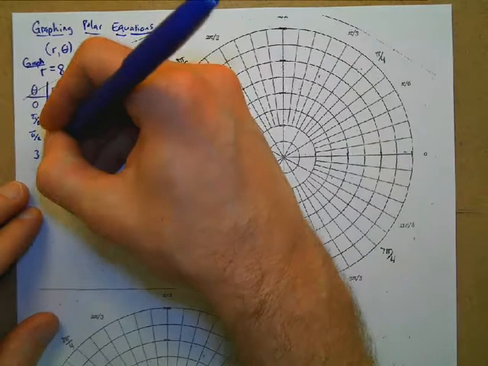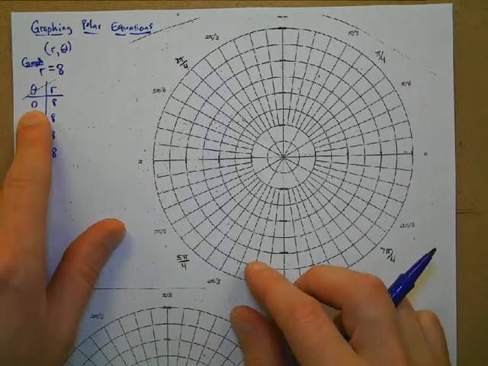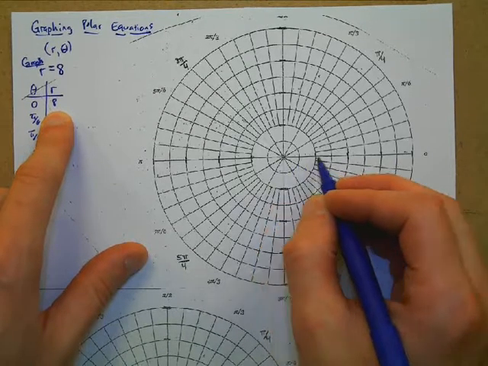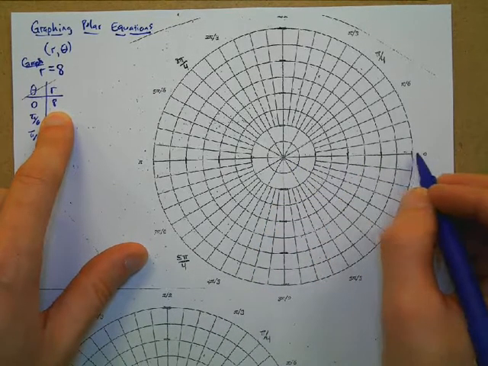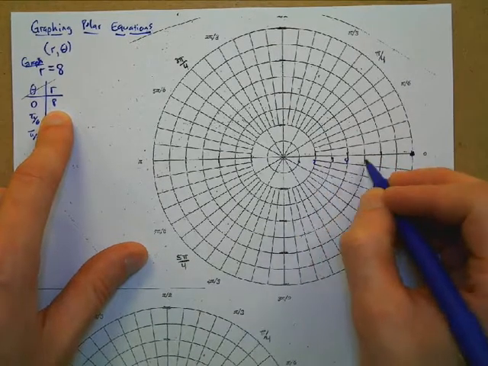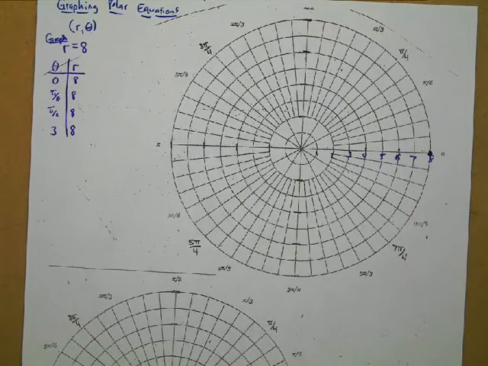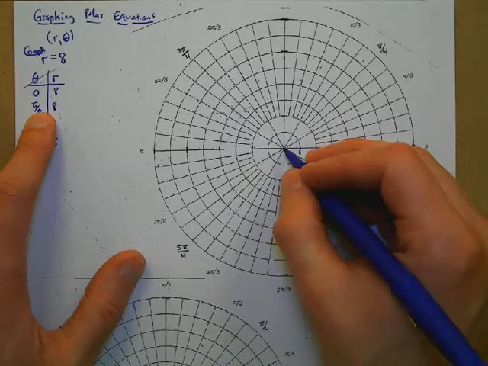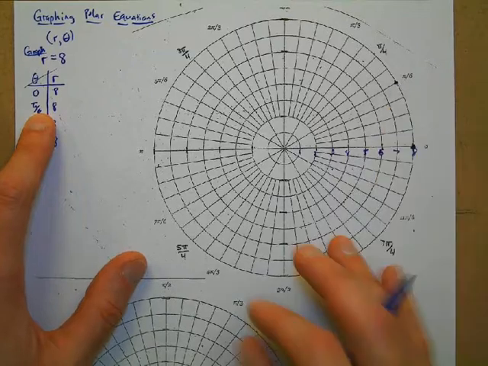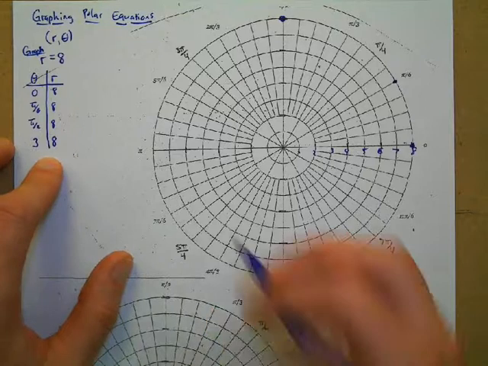If I were to graph this, theta of 0 with an r value of 8: here's 0, and I'll go out 1, 2, 3, 4, 5, 6, 7, 8. It's at the very end of our circle there. So there's a point. Pi over 6, 8: I'll count 8 rings, 1, 2, 3, 4, 5, 6, 7, 8. We're still on the edge. Pi over 2 equals 8. And 3 is a little bit less than pi, so it'll be right in there, something like that.